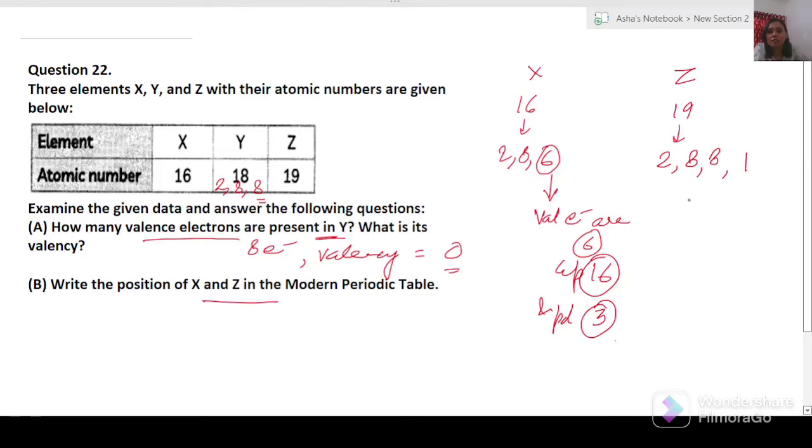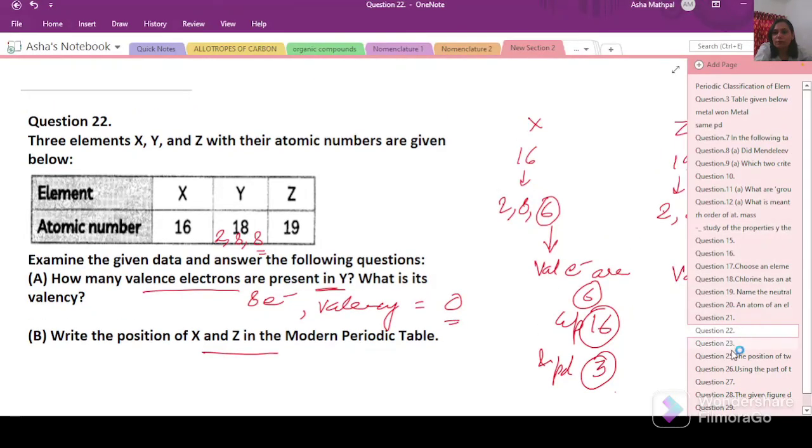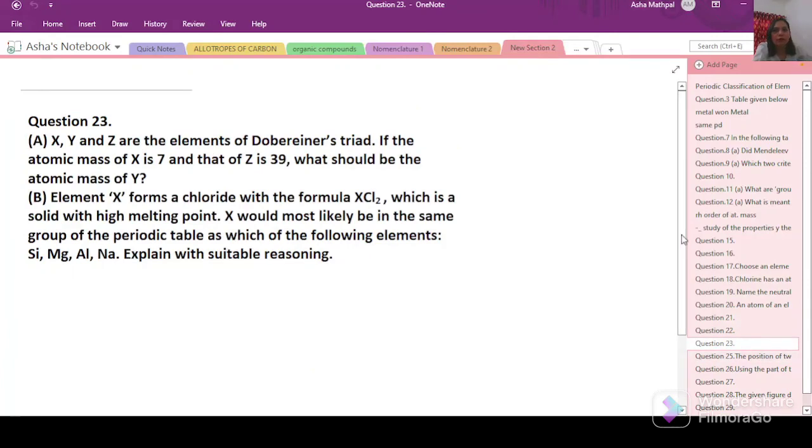Now if you see Z, its valence electron is 1, so it will be in group 1, and period will be 4 because it has 4 shells, 1, 2, 3, 4. Okay, now let us go to the next question. Question number 23.